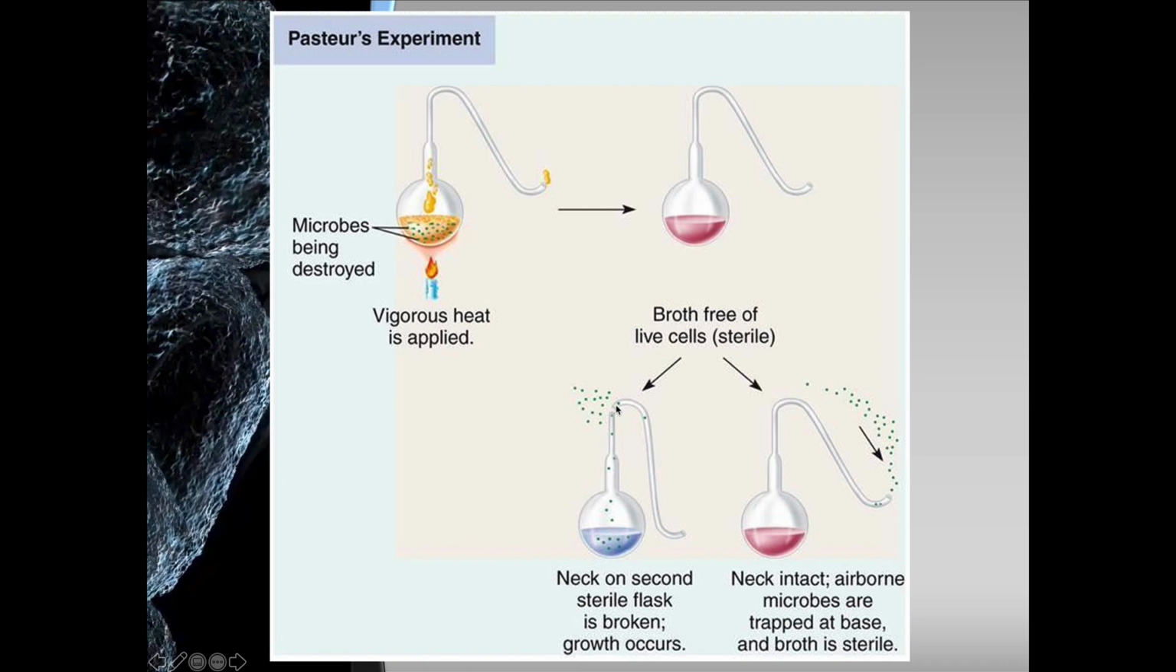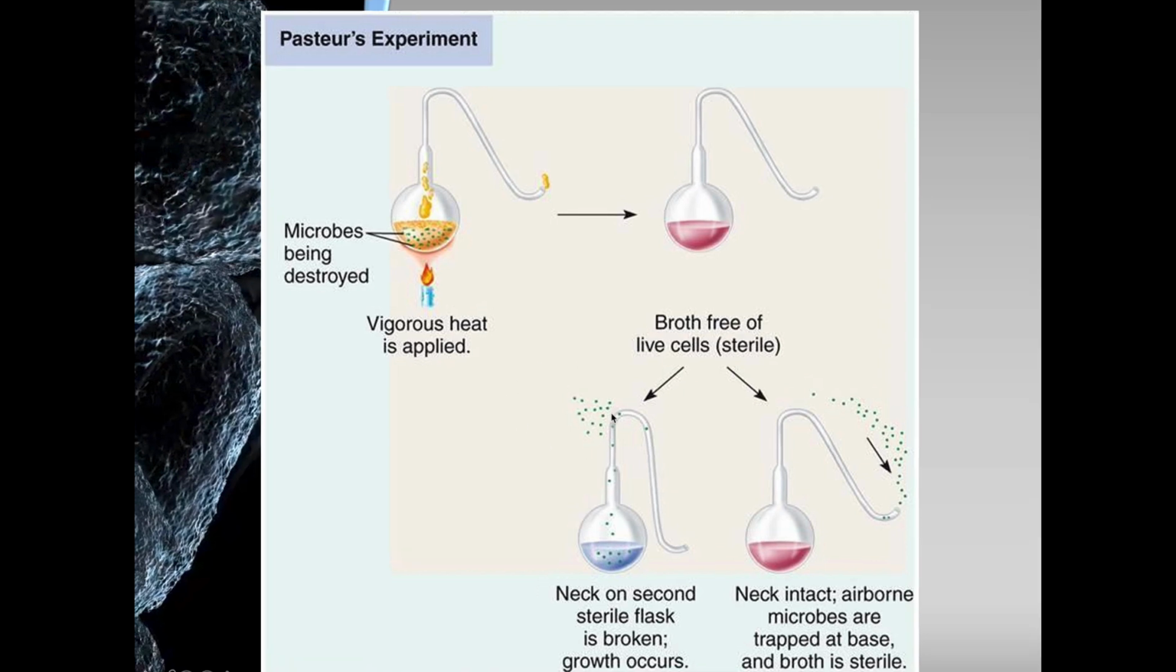So by breaking the neck off of this one, it allowed for a hole for entry. So anything that was in the air could then go ahead and float down, perhaps riding an air particle down into the broth of the open top flask.